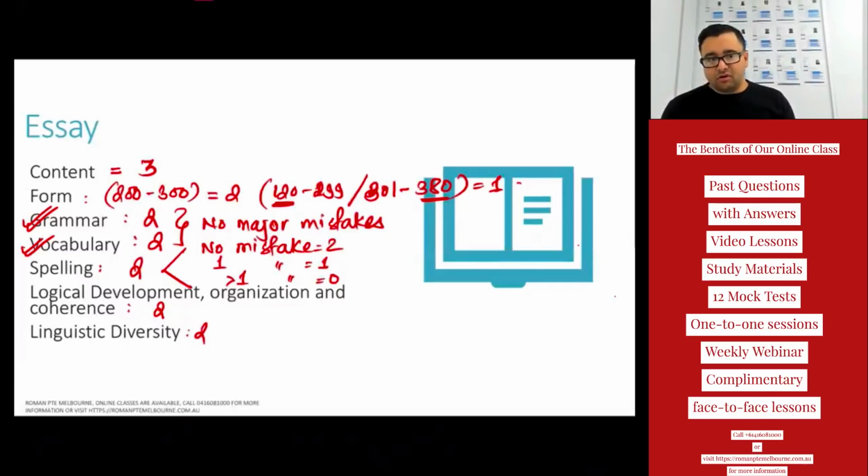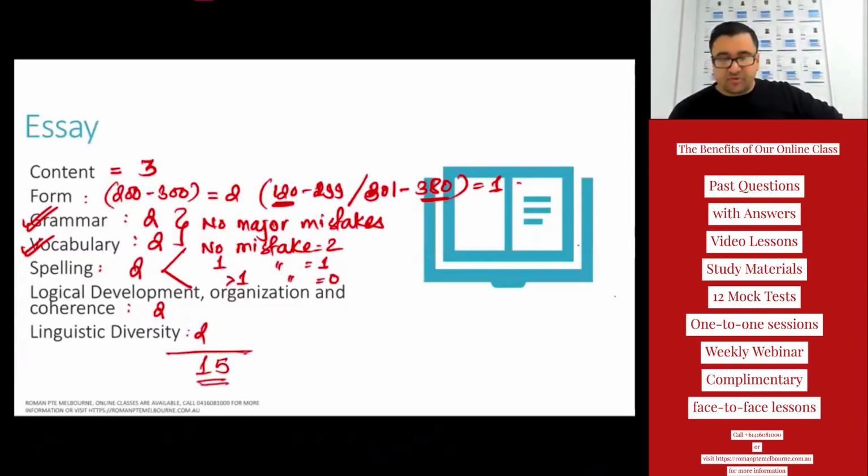All you are writing about the topic, you'll get 1 point. And if you have written about a completely different topic, or if you have misunderstood the question, you'll get 0. Now, an interesting and important thing here is if you get 0 in content or form, just like in summarize written text, you'll get 0 in the whole essay. Okay, that's an important thing to keep in mind. Now, the total score here is 15.